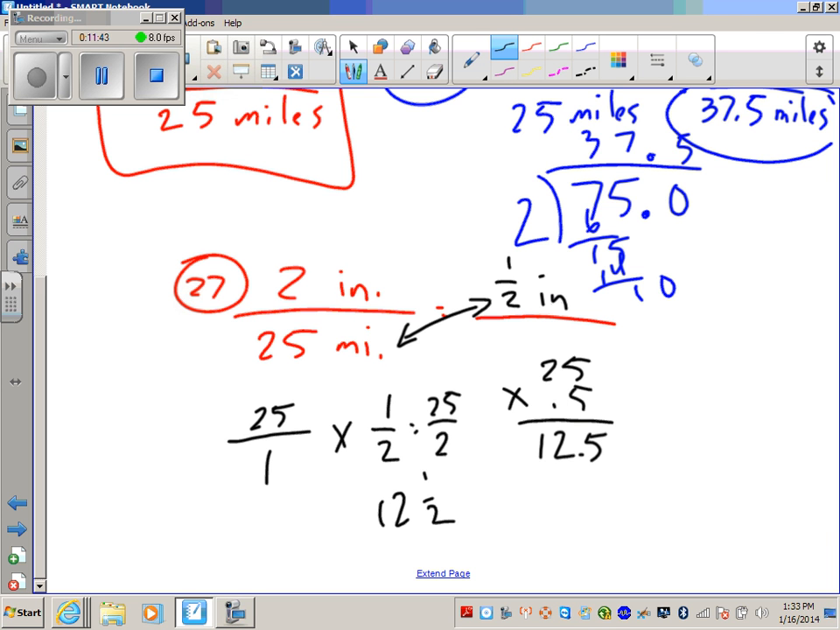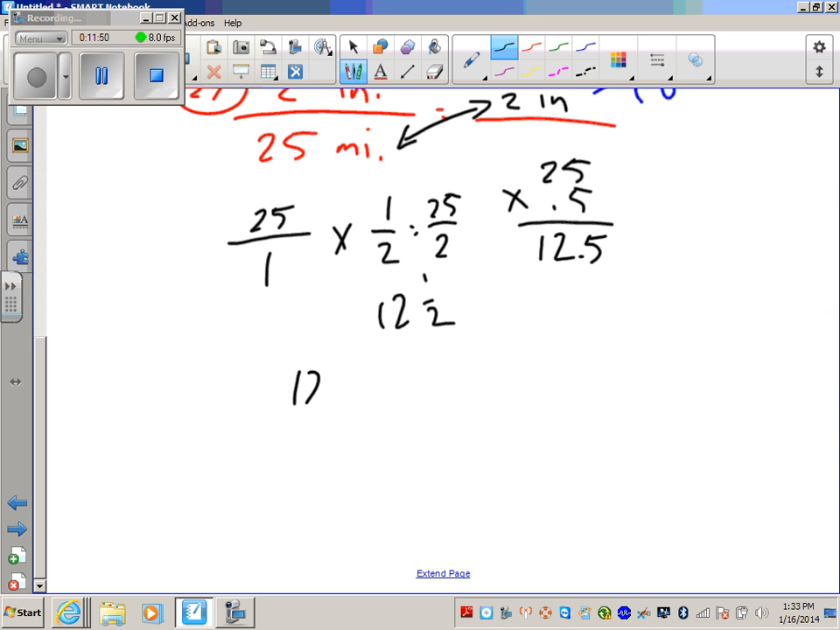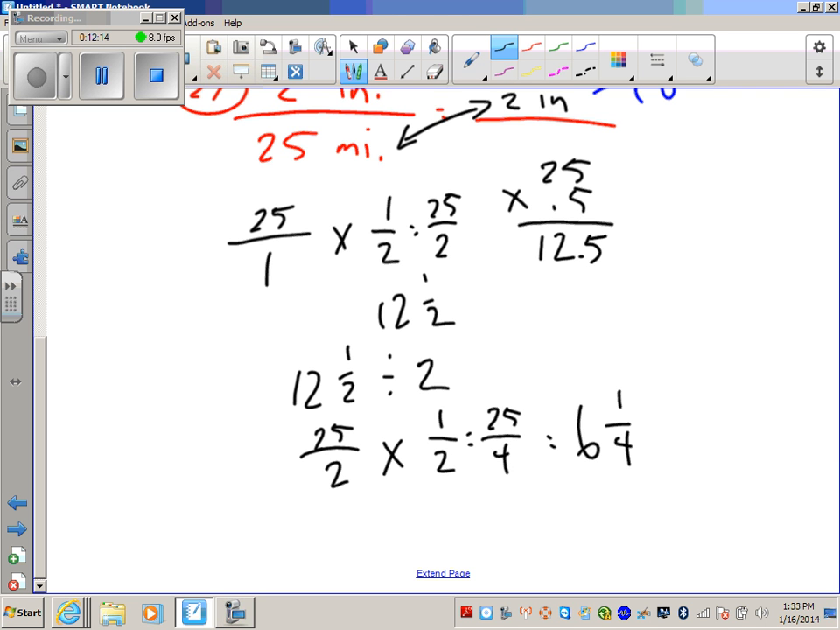No, I just multiplied. Now what I need to do is divide it by 2. If you keep this divided by 2, what's the rule with dividing fractions? Everything has to be in fraction form. So we go back to our 25 over 2, but what flips? The 2 over 1 flips to 1 over 2. 4 goes into 25 6 times, there's 1 left.